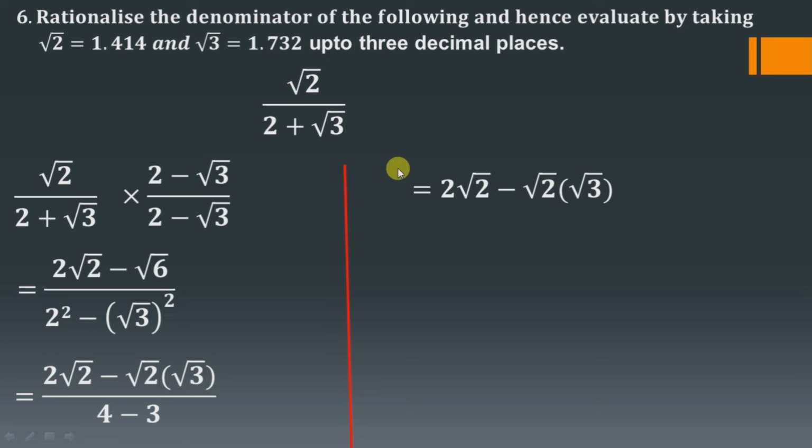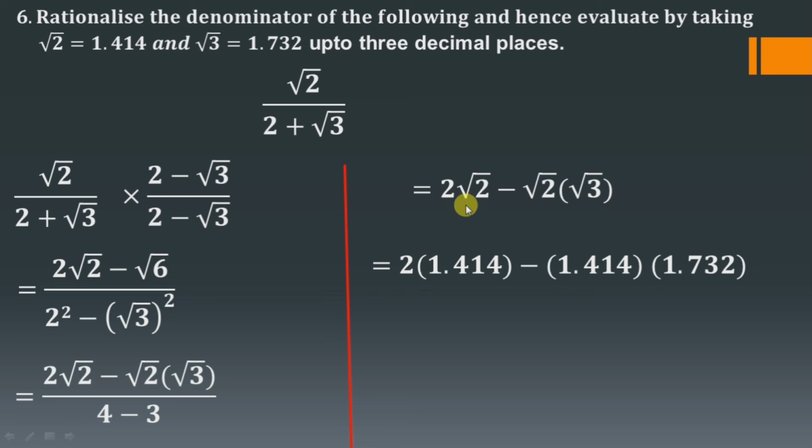as 1.732. Now let's put the value of root 2 and root 3. So 2 root 2 means 1.414 minus root 2 means 1.414 into root 3 means 1.732. After multiplication, I'll get 2.828 minus, when I multiply these two numbers, I'll get 2.449. After subtraction, I'll get 0.379.